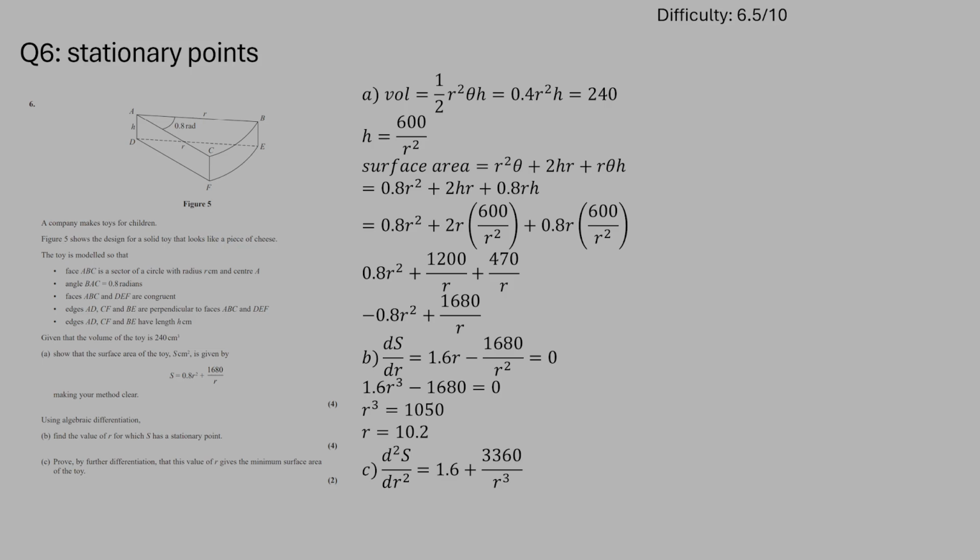Next part, we're going to double differentiate to get this, and we're just going to substitute 10.2 in, and we get that it's 5, which is greater than 0, which means it is a minimum, because that is the double derivative. That's how it works.